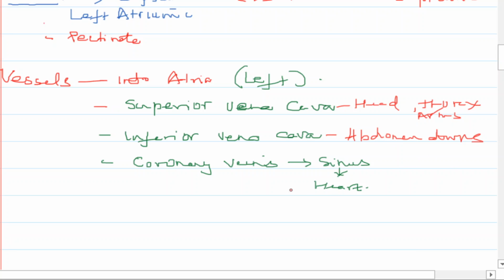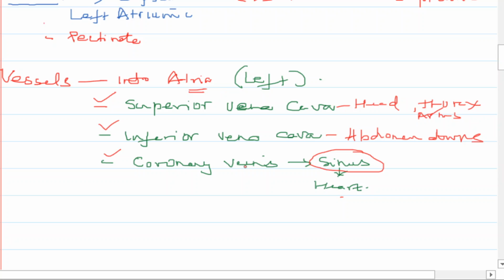the abdomen. And the heart also needs blood supply, right? And it is supplied by coronary arteries, and it's collected by coronary veins. And they all collect into a sinus. This sinus opens into the heart. So there are three openings, one for the superior vena cava, one for the inferior vena cava, and one for the coronary veins that come from the sinus. Okay, so this is on the left side, left atria.